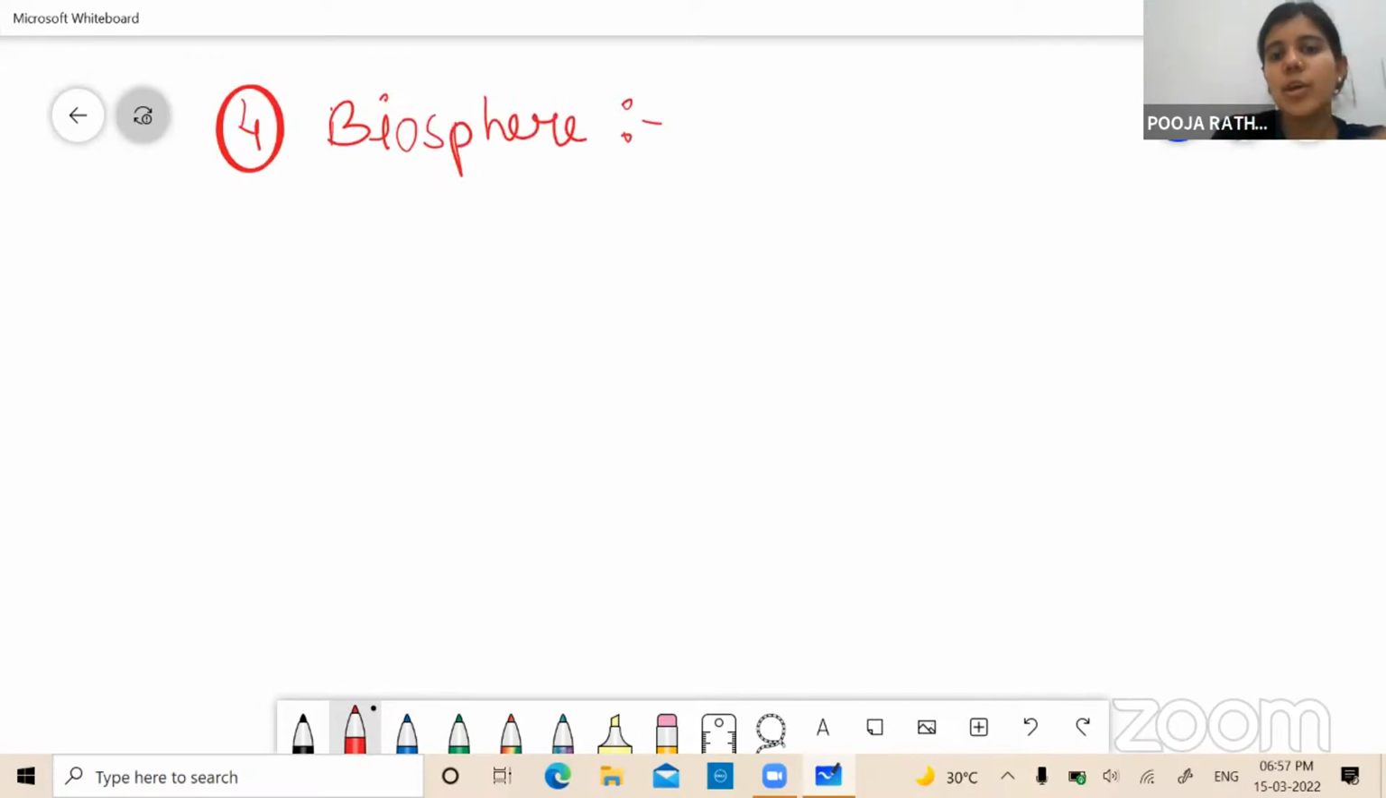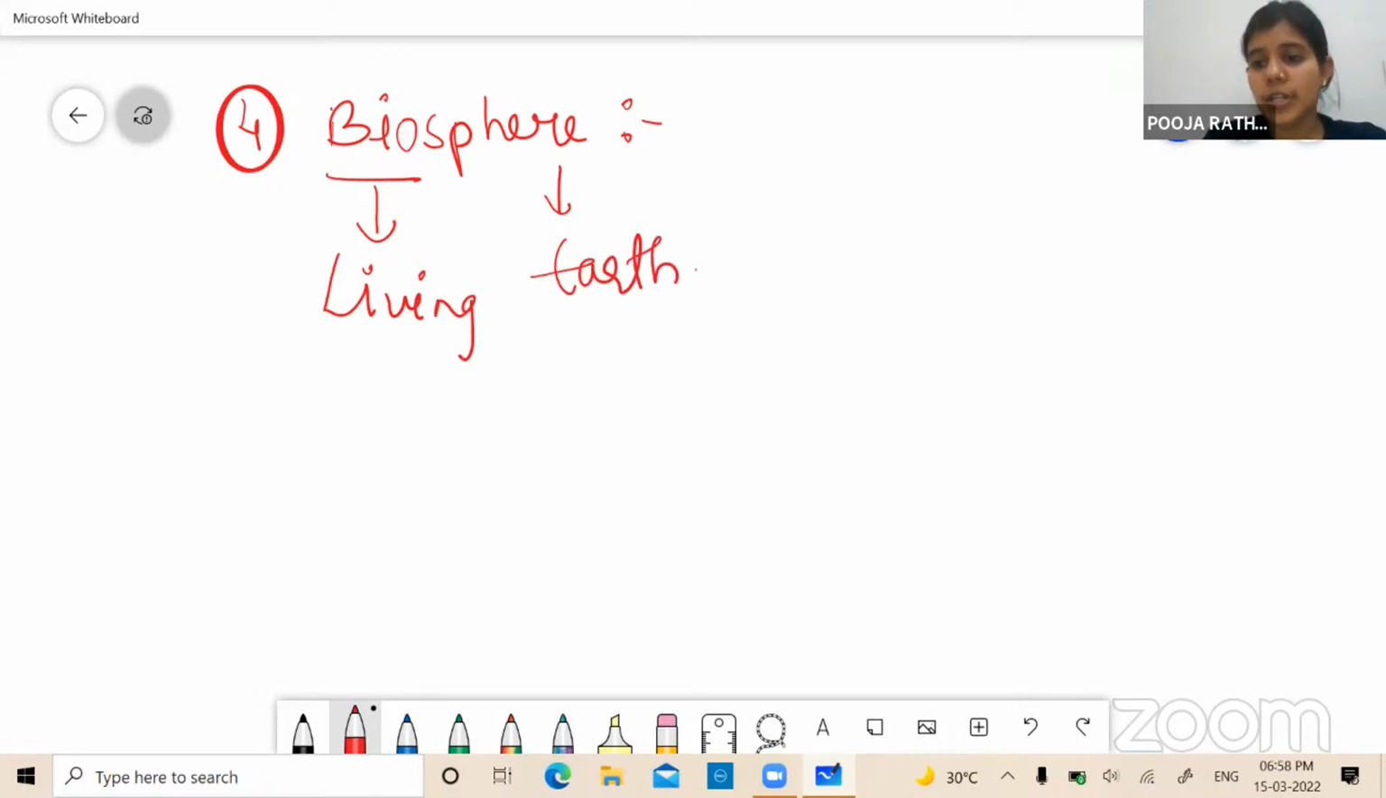Now, what does biosphere do? What is biosphere actually? Bio means living and sphere means earth. That means the part of earth where living beings live. The part of earth where living beings live is called the biosphere.